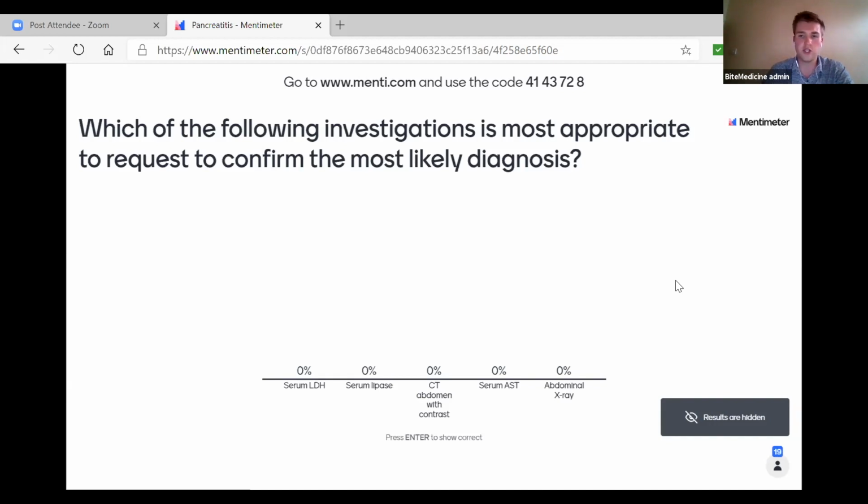So the question is, which of the following investigations is most appropriate to request to confirm the most likely diagnosis? Is it serum LDH, serum lipase, CT abdomen with contrast, serum AST, or abdominal X-ray? So please submit your votes now.